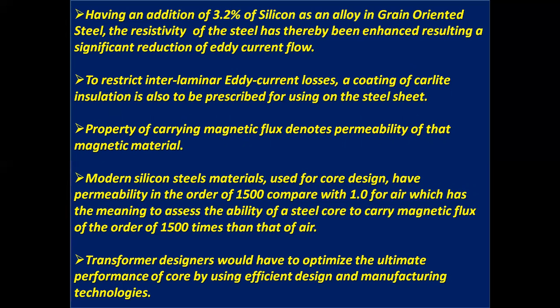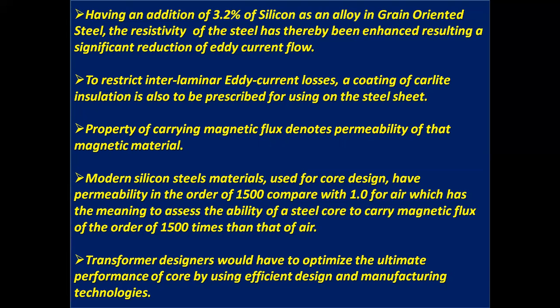With an addition of 3.2% of silicon as an alloy in grain-oriented steel, the resistivity of the steel is enhanced, resulting in a significant reduction of eddy current flow. To restrict interlaminar eddy current losses, a coating of Carlite insulation is also prescribed for use on the steel sheet.